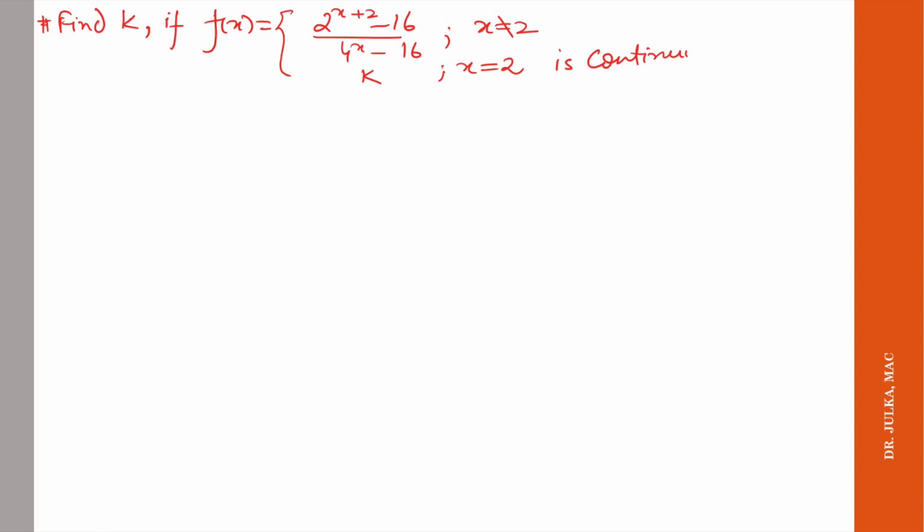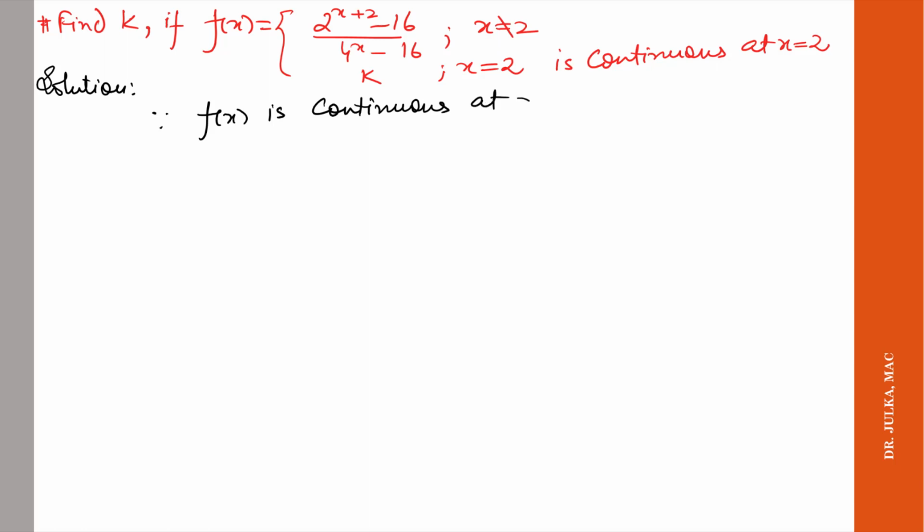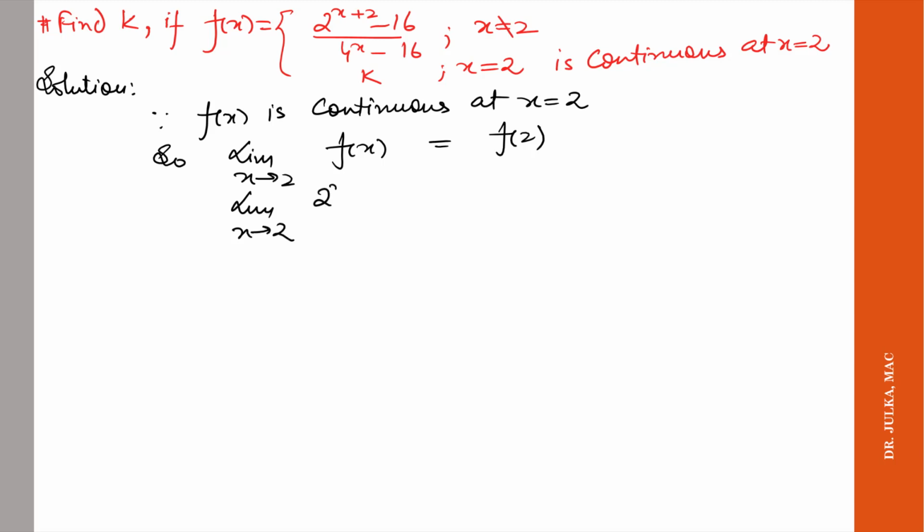Next example. Find k if f(x) equals 2 raised to the power x plus 2 minus 16, the whole divided by 4 raised to the power x minus 16 when x is not equal to 2, and k when x equals 2, is continuous at x equals 2. Because the function is continuous at x equals 2, limit x tends to 2, f(x) equals f(2). On the left hand side we take the function 2 raised to the power x plus 2 minus 16, the whole divided by 4 raised to the power x minus 16, because here x is not equal to 2. On the right hand side we get k, because here x equals 2.